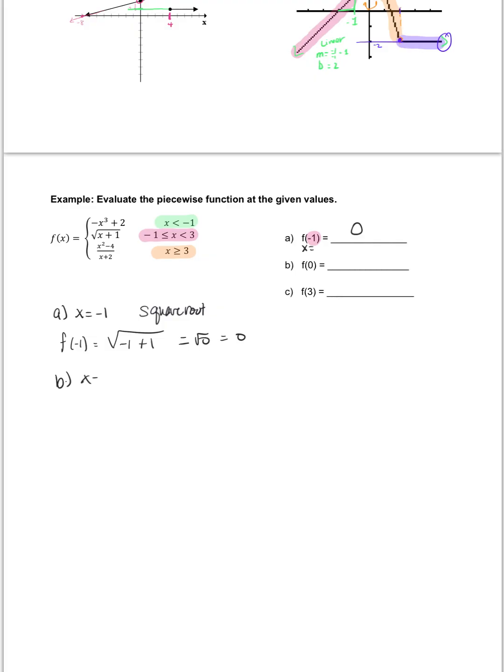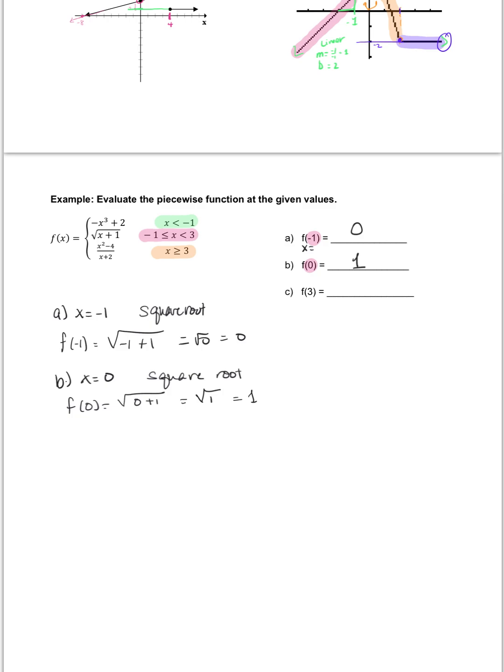B, I'm saying x equals 0 now. So back to what we were doing earlier, 0 doesn't fit here. 0 is greater than 1. 0 doesn't fit here because 0 is less than 3. So it's again going back to the square root function. So we're going to put it in this one right here. Now in place of x, I'm going to put a 0 this time. So f of 0 equals the square root of 0 plus 1, which is the square root of 1, which is just 1. So the solution there is 1.